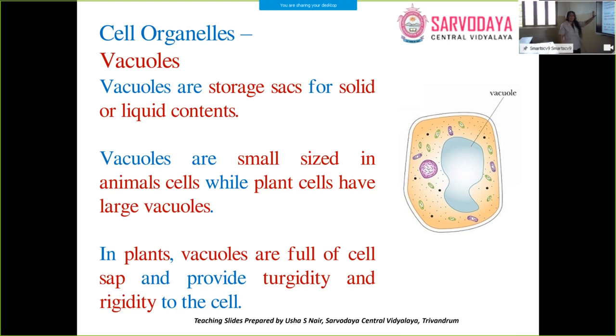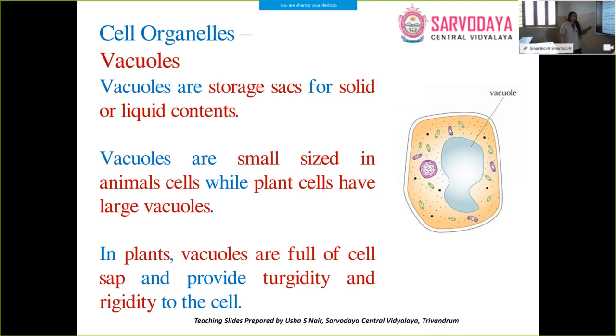And here, these are the main points stressed where you have to learn. And when you read the text, again I'm saying read the text, just don't depend on the notes. You can underline this. Vacuoles are storage sacs for solid and liquid contents. The difference between them in the plant and animal cell. And in plants, what is the main criteria for it?